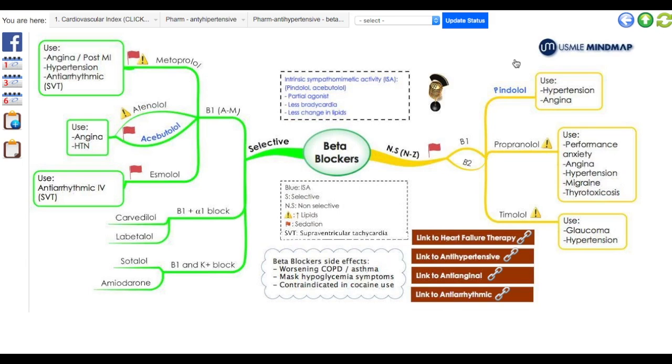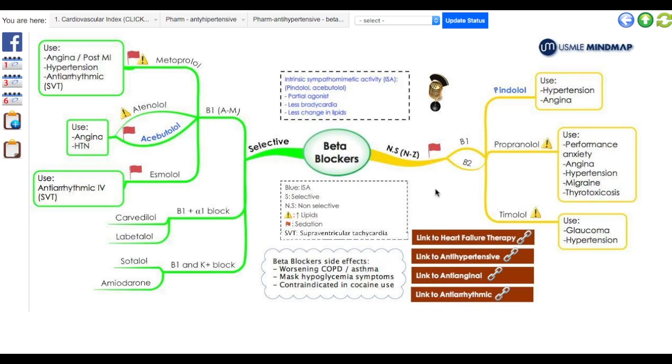On the right-hand side, we have non-selective beta blockers. By non-selective, we mean drugs that work both on beta 1 and beta 2 receptors. The details are to the right of each one of these non-selective beta blockers. On the left-hand side, top left, we have selective beta 1 blockers. These drugs mostly affect beta 1 with very little or insignificant effect on beta 2 receptors.